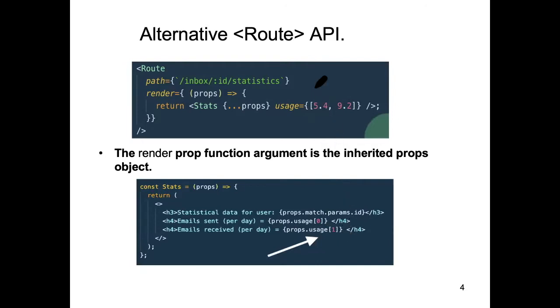Now, there's just one thing to be aware of. This function that we pass to the render prop expects an argument, and that argument is going to be a props object. And what I'm doing is I'm taking that props object and I'm spreading it out using the spread operator, into its individual key value pairs. This props object is the props object that is inherited from the context in which this route is being used.